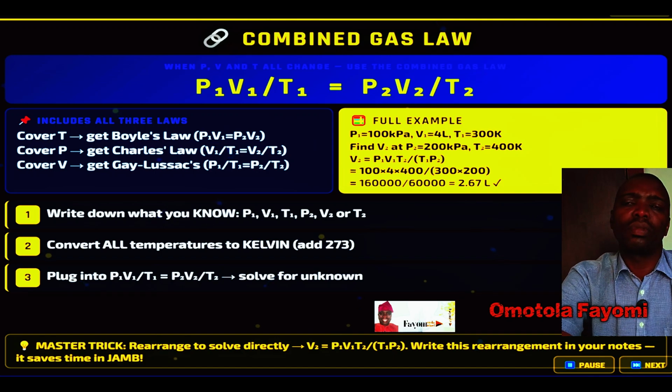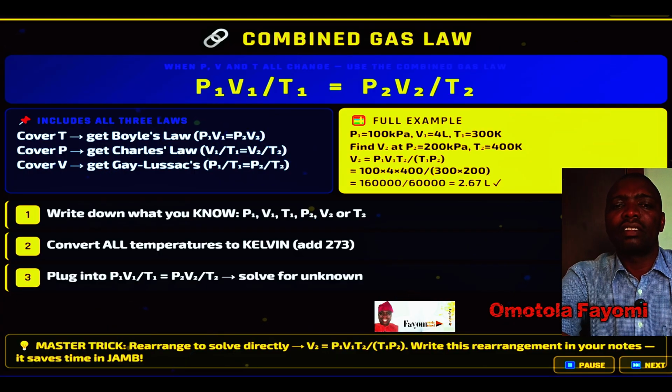Let me work the example. P1 equals 100 kilopascal, V1 equals 4 liters, T1 equals 300 Kelvin. Find V2 when P2 equals 200 kilopascal and T2 equals 400 Kelvin. Rearrange. V2 equals P1 V1 T2 over T1 P2. When you substitute 100 times 4 times 400 divided by 300 times 200, that is 160,000 divided by 60,000, which gives 2.67 liters.